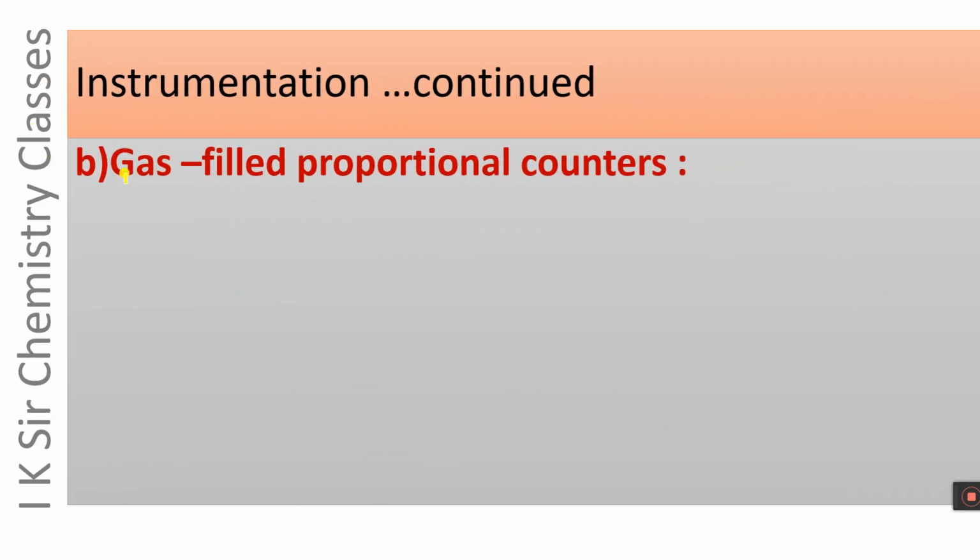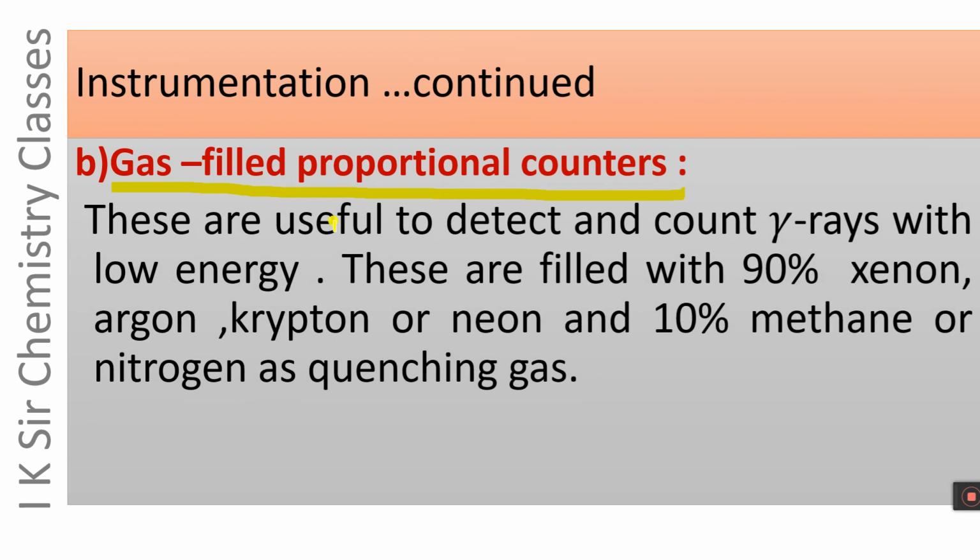Second type of detector is gas filled proportional counters. These are useful to detect and count gamma rays with low energy. These are filled with 90% xenon, argon, krypton or neon, and the remaining 10% with methane or nitrogen gases as quenching agents. These are gas-filled proportional counters.